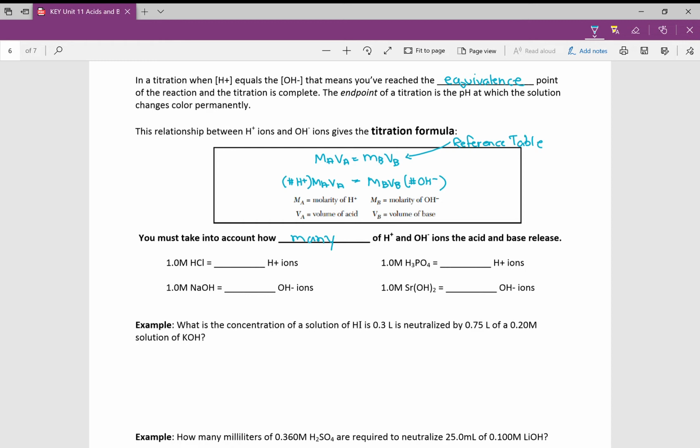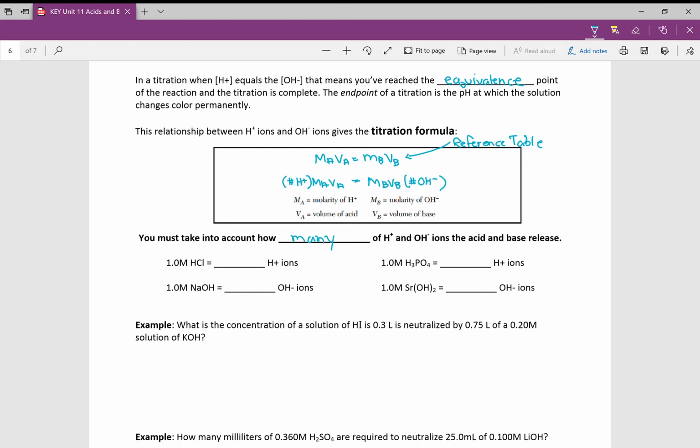So this top one is right in your reference tables. The molarity of your H plus, or your acid, times the volume of your acid is equal to the molarity of your base times the volume of your base. One thing though you do have to be on the lookout for is we have to take into account how many H pluses you have in your acid and how many hydroxides.